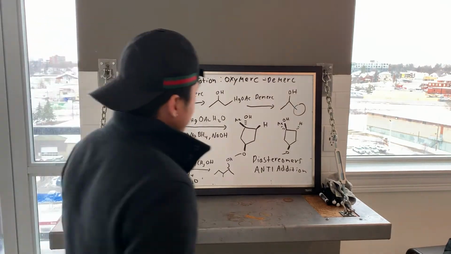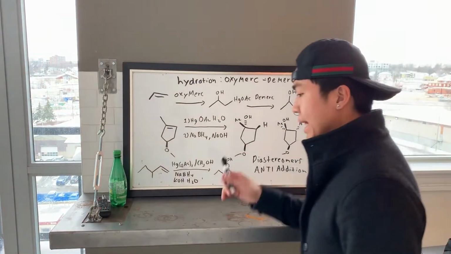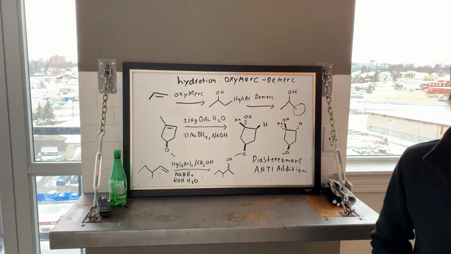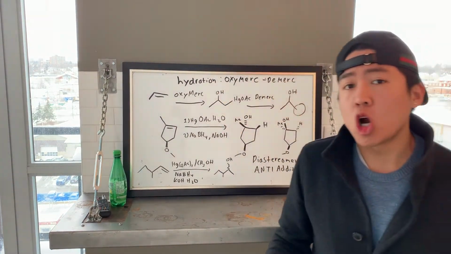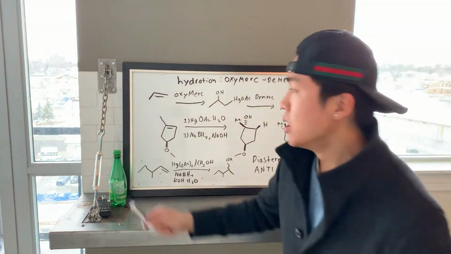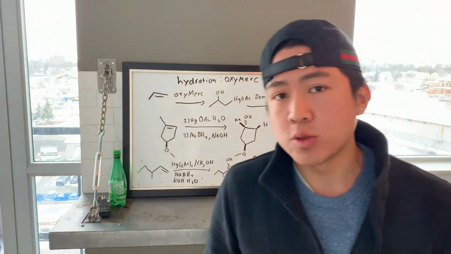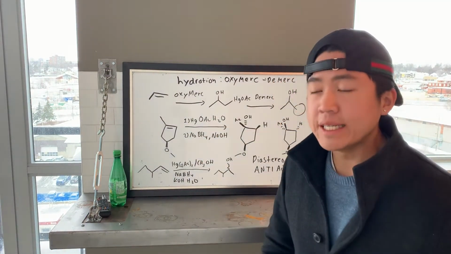Alright guys, for this video we're going to be talking about oxymercuration-demercuration. That's another alkene reaction where you add an OH across a double bond. How you memorize it is that this is what we call Markovnikov addition. So in an unsymmetrical double bond, the carbon with more carbons attached to it will get the OH, and that's what you form. This is what we call an intermediate.